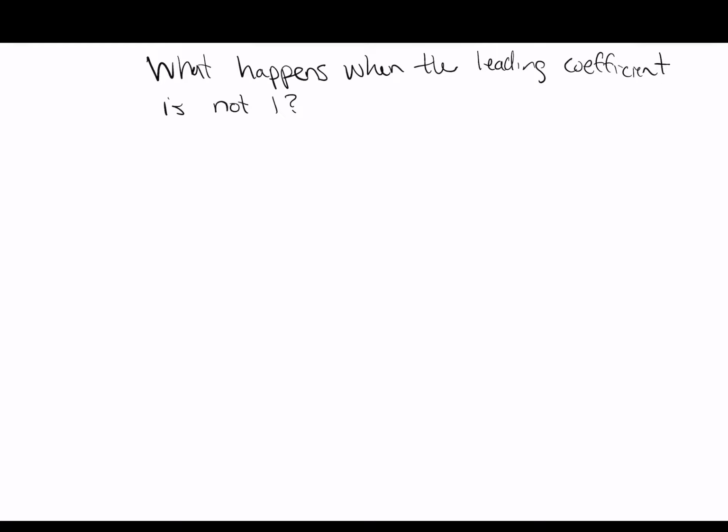So what happens when we need to solve a quadratic equation when the leading coefficient is not 1? Well, the answer is the same, that we try to factor it. If we can factor it, then we can solve it in the same way using the zero product property. Let's try an example. Solve using factoring by grouping.